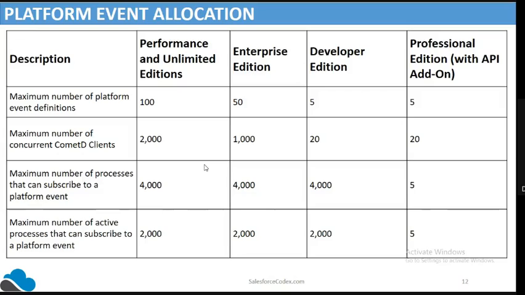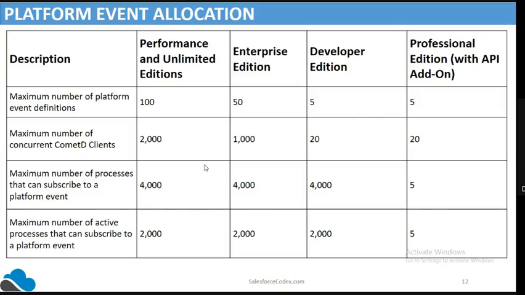Maximum number of concurrent CometD clients. CometD is basically a JavaScript library, and using that library we subscribe to our platform event. For example, if you want to subscribe using ASP.NET or a Lightning community, we use the CometD library. The maximum number of those clients is 2000 in Performance and Unlimited editions. For Enterprise Edition it is 1000, and for Developer Edition we have only a limit of 20.